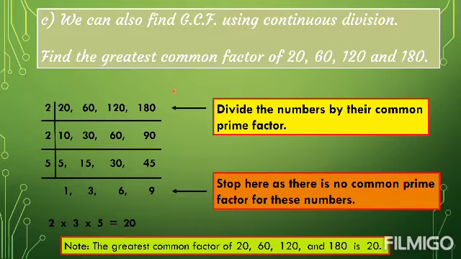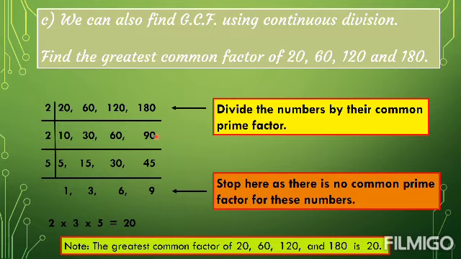So first, class, you are going to draw this. This is the picture of the continuous divisions. As you see here, we already enumerated the numbers: 20, 60, 120, 180. You are going to think, class, of the smallest common prime factor of these four numbers. And we have here 2. So 20 divided by 2 equals 10. 60 divided by 2 equals 30. 120 divided by 2 equals 60. 180 divided by 2 equals 90.